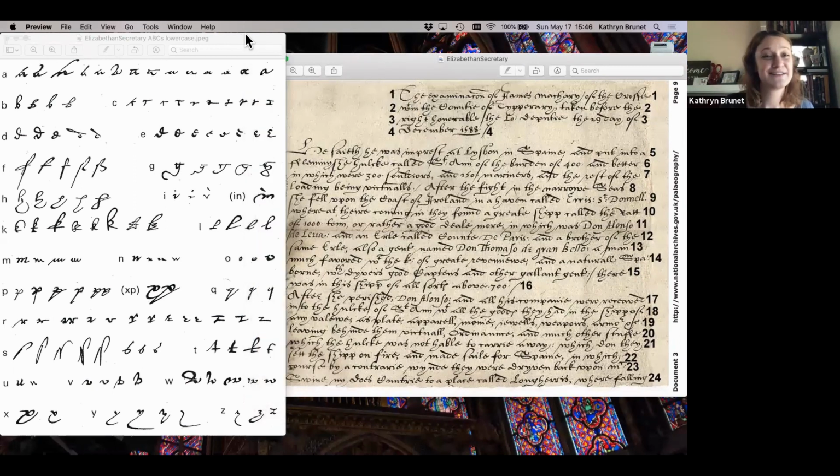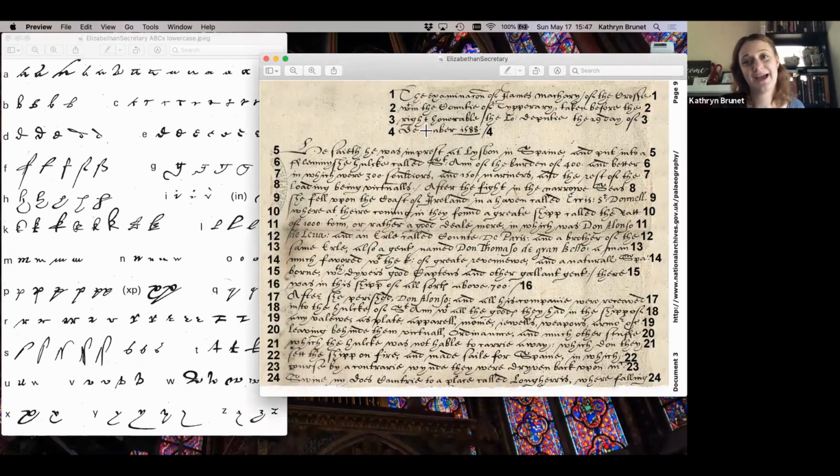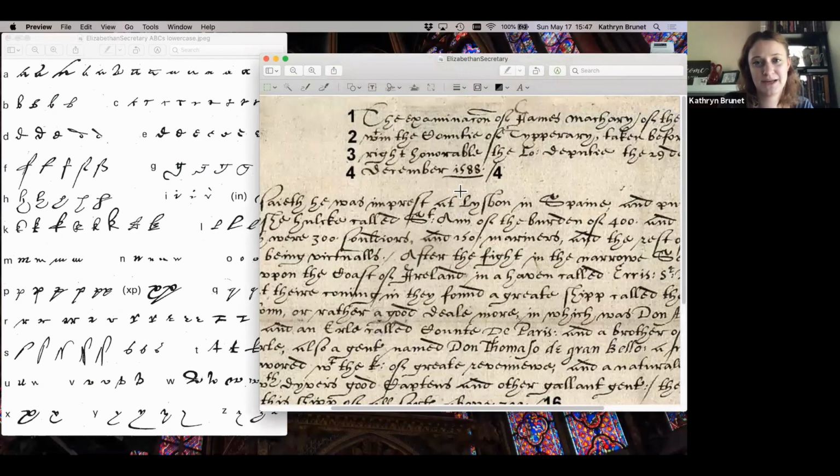It is tough. So I included these ABCs over here on the left. I included these in your packet. So if you printed those, definitely get those. They will help. So I'm going to go ahead and ease you in a little bit with line number 4 here. I'm going to zoom into line number 4.